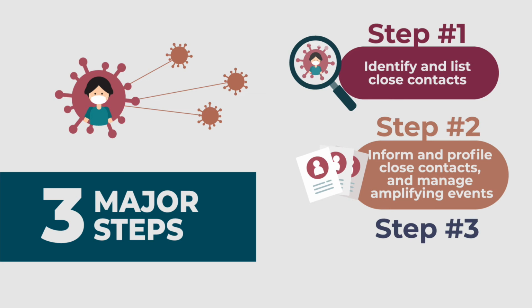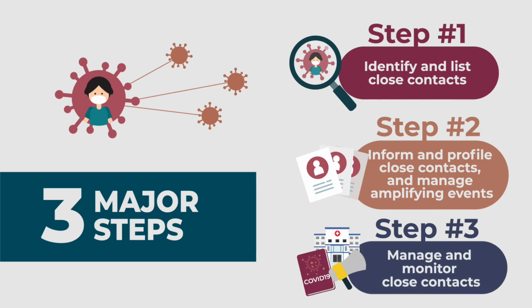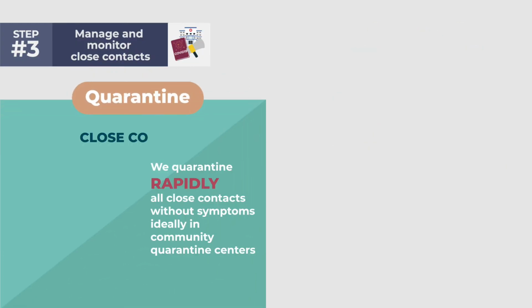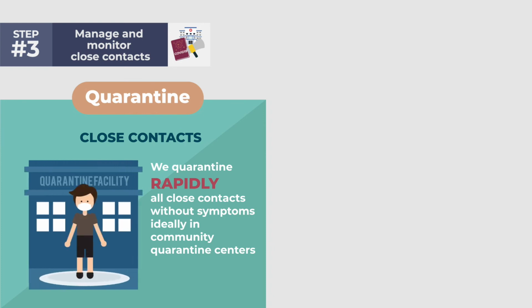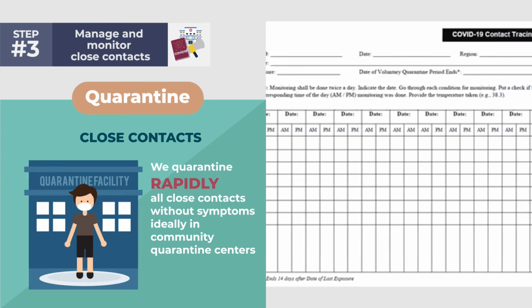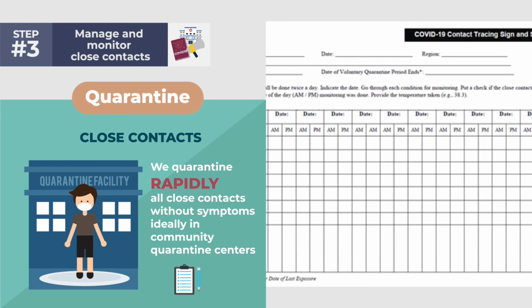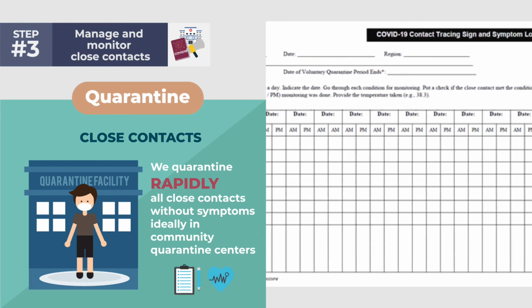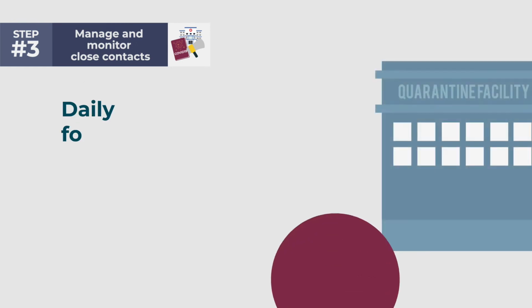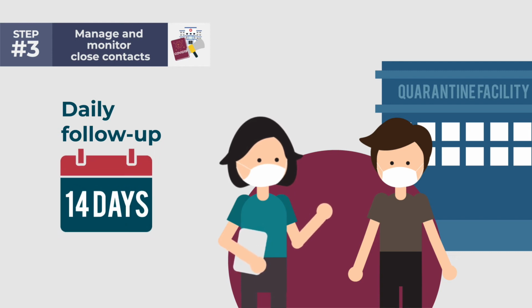Step 3. Manage and monitor close contacts. We quarantine rapidly all close contacts without symptoms, ideally in community quarantine centers. We monitor their health condition and provide management and care as needed. Daily follow-up for 14 days should be conducted with all close contacts to monitor for signs and symptoms.